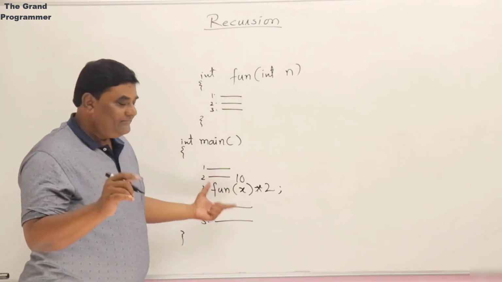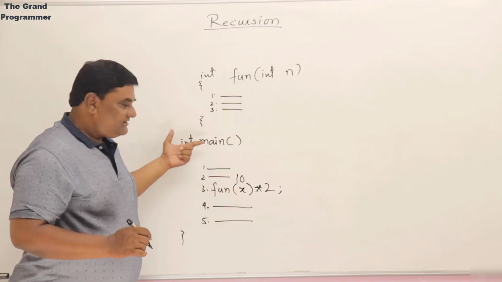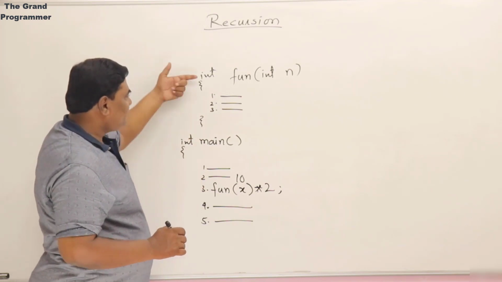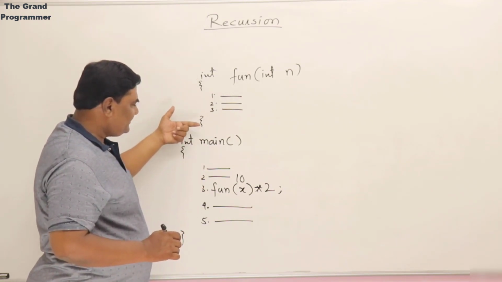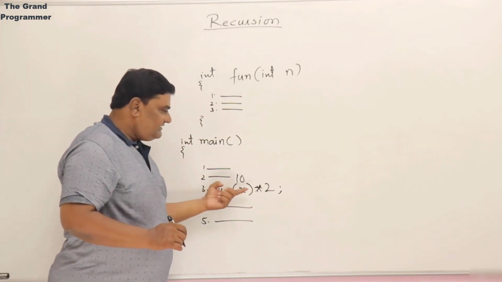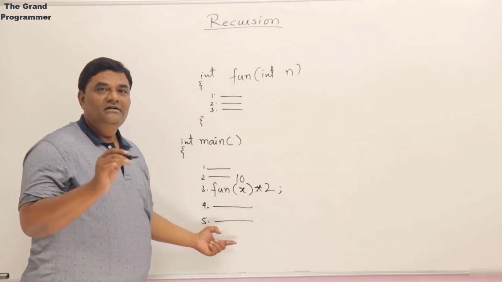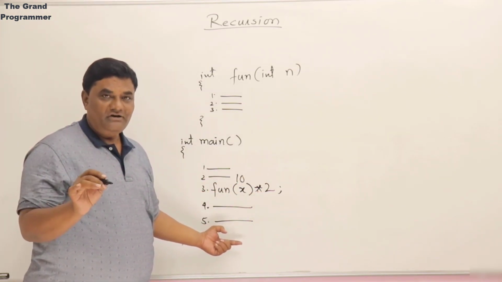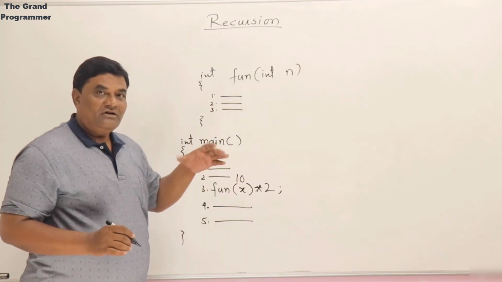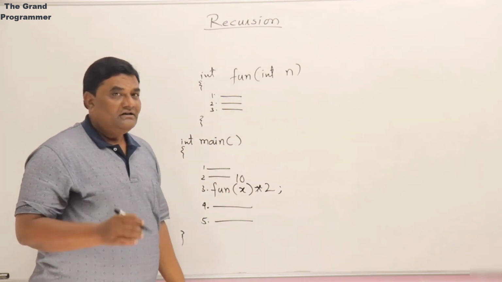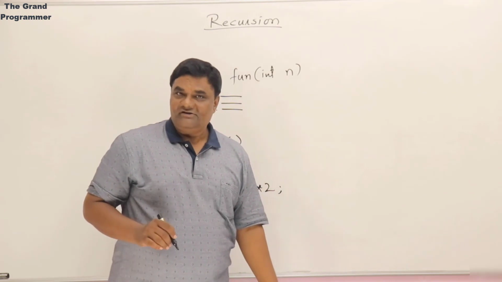So once again quickly: the program starts, first line, second line, third line, control goes here, first, second, third, function ends, control returns, anything pending will be done, and then the remaining statements. This is the important point that you should remember for understanding recursion. So let me explain next about recursion.